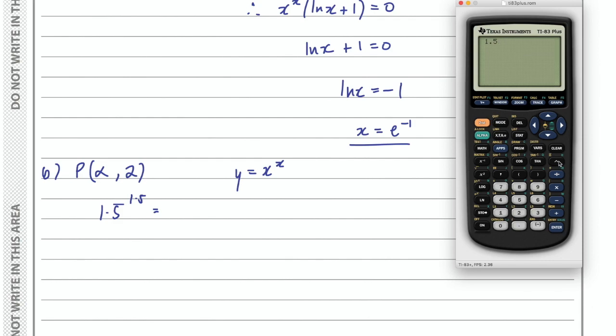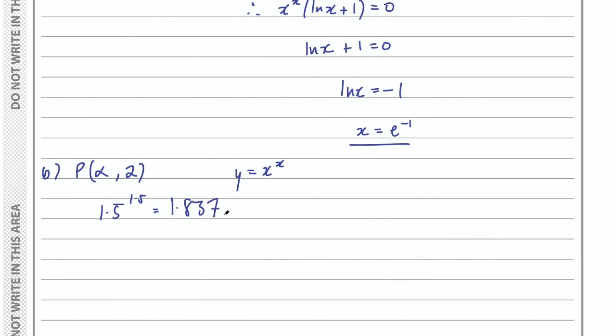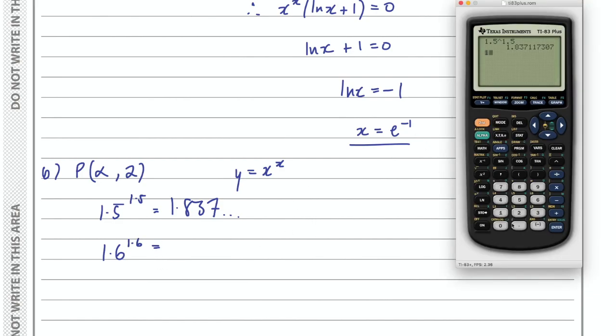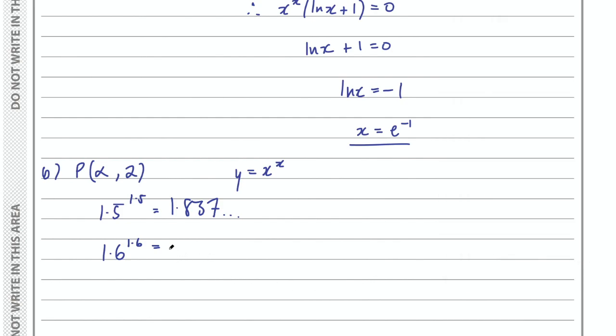So 1.5 to the power of 1.5, I get 1.837 approximately, and then the other bound was 1.6, so 1.6 to the power of 1.6, I get 2.121. That's exactly what we wanted because they are either side of 2. So we can say then alpha must be between these numbers somewhere to get a y coordinate of 2 or a solution of 2. So just to finish this off, let's add some details.